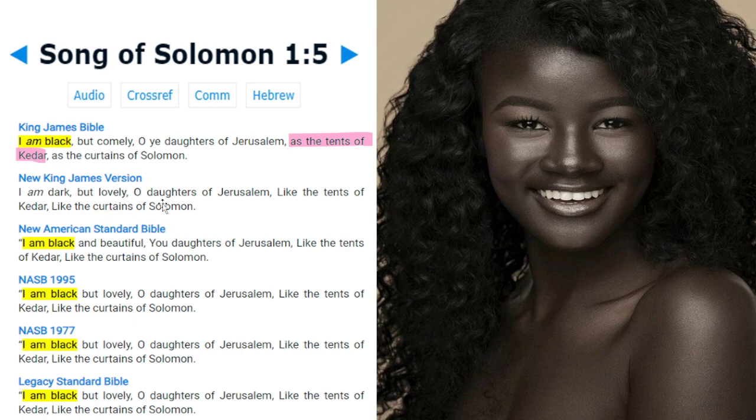Other versions, I am dark but lovely. Other versions, I am black and beautiful. I am black but lovely. So they're saying that they are black in complexion.